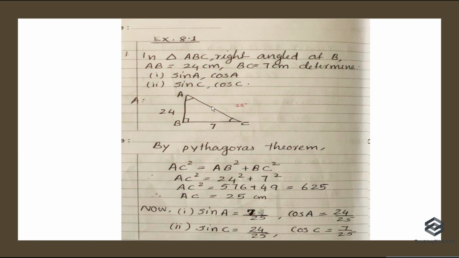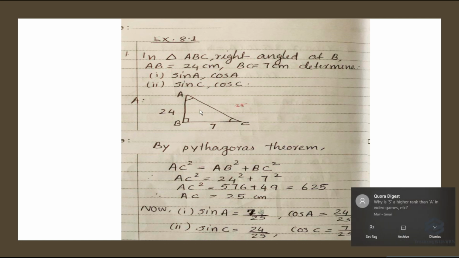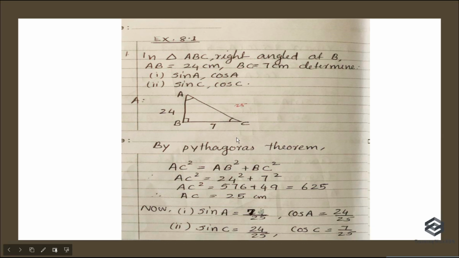Therefore sin A. What is sin A? Sin A is side opposite to angle A, BC, divided by hypotenuse. Hypotenuse is AC. Therefore sin A is BC by AC, that is 7 by 25. Next one, cos A. Cos of angle A means side adjacent to angle A divided by hypotenuse. Therefore cos A equal to AB by AC, 24 by 25.